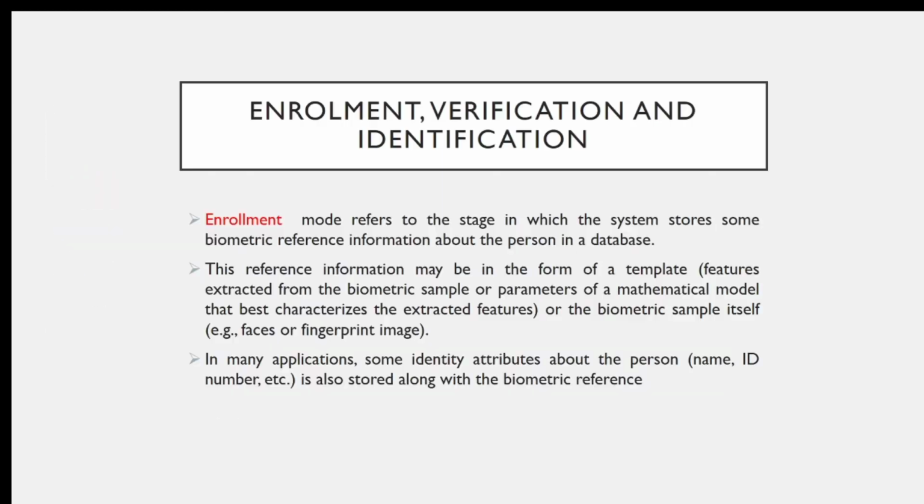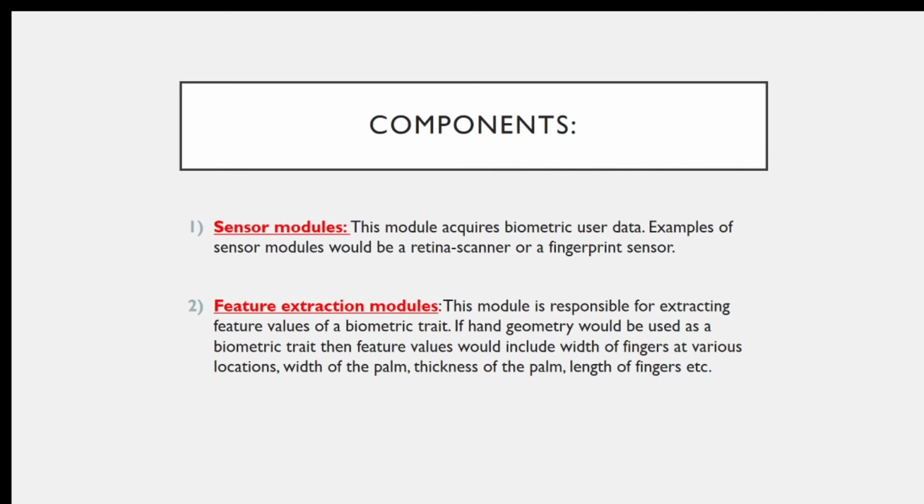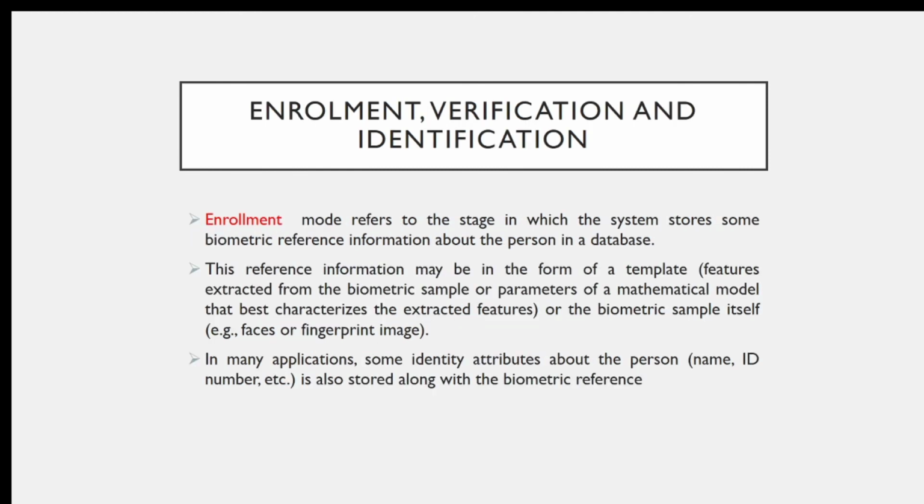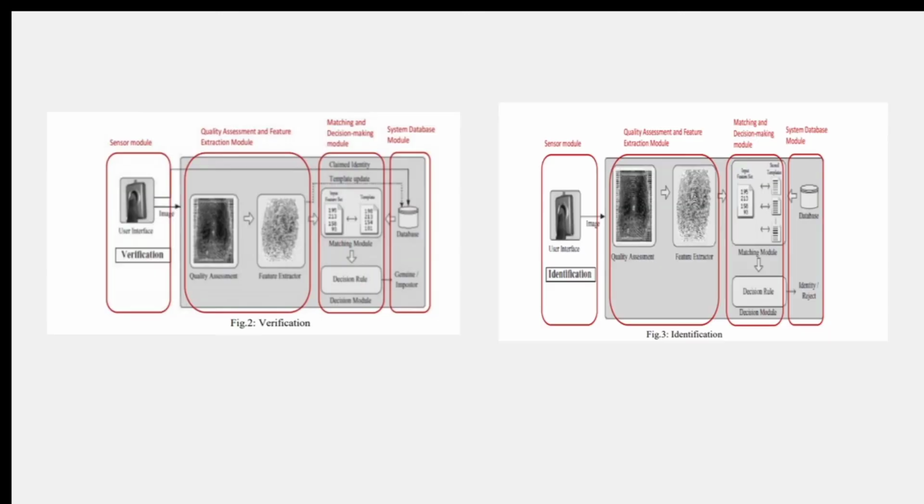This is about the basic techniques and operation of biometrics. I hope you people understood the components. The four components are the sensor module, feature extraction module, matching module, and decision making module. And there are three phases. In the enrollment phase, we give all the data to be stored in the database. In the verification phase, the next day the person has to be verified, so that they can identify the person in the next identification phase. So there are three phases.